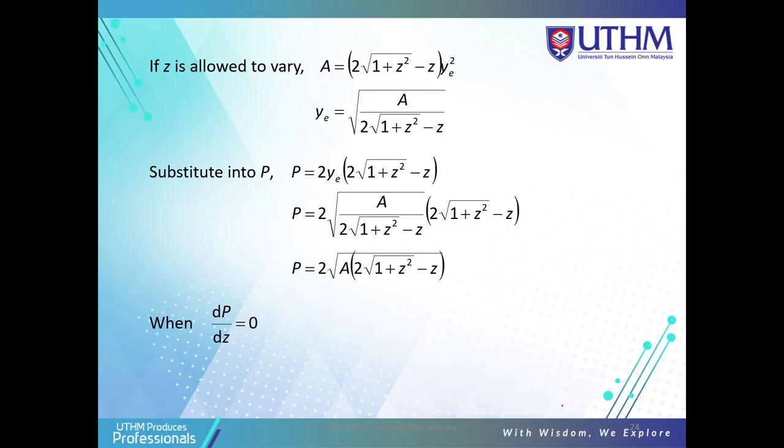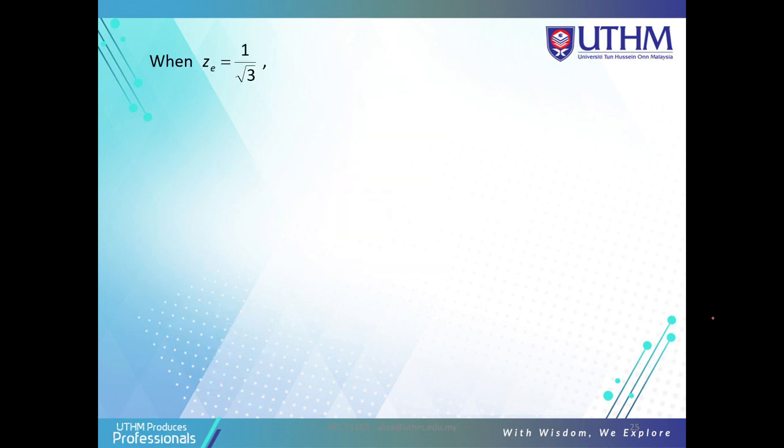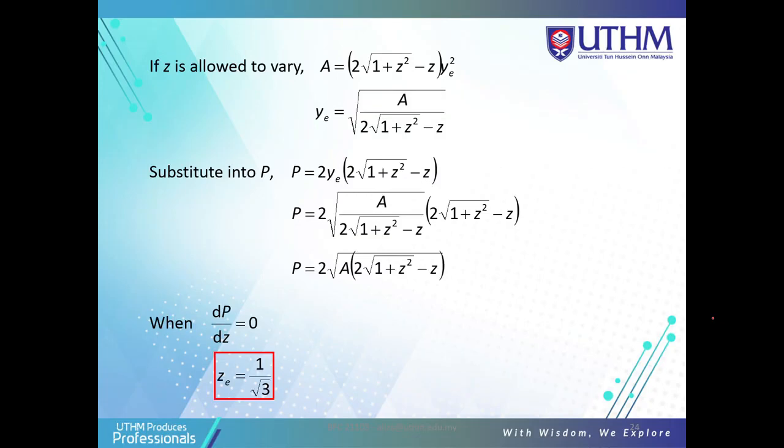So this is Z is allowed constant, so you use dp over dz, but A is constant, so dy over dp over dy. Okay, so this is dp over dz if the Z is allowed. Okay, actually this was a final question from the previous semester. Okay, so you get the ZE.